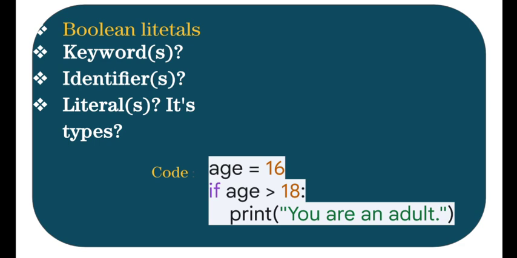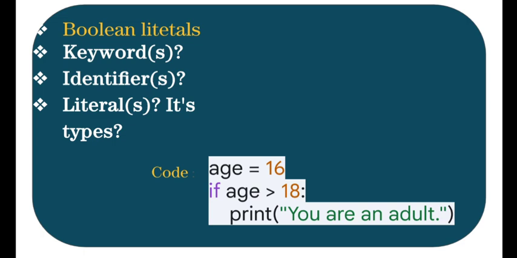Now look at this simple code. Can you point out which part is a keyword? If and print are the keywords. Which is an identifier here? Identifiers are the names of variables, functions or classes. So here age equal to 16, age greater than 18. So age is the identifier.